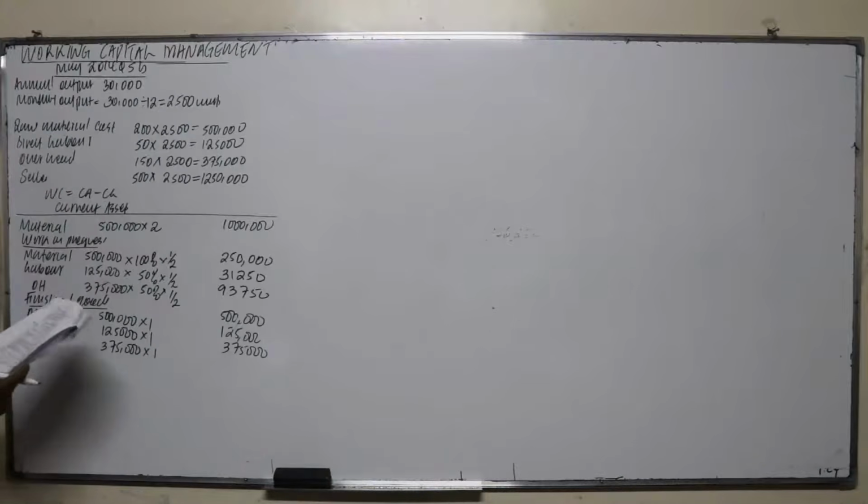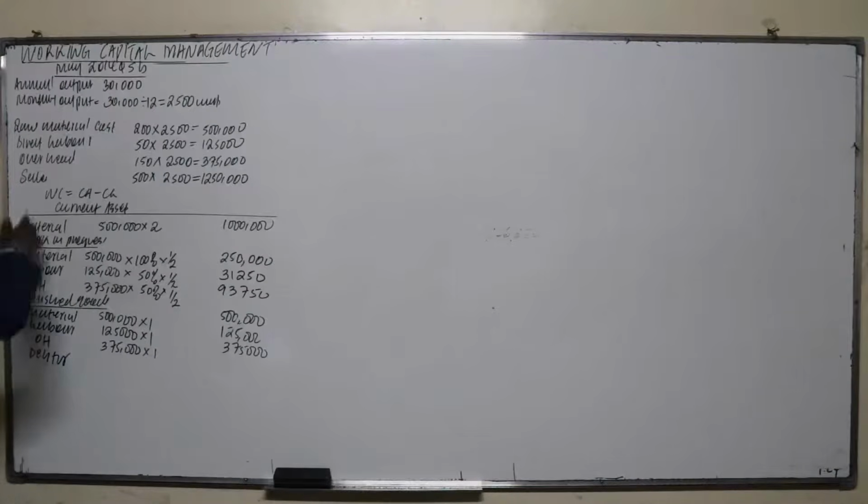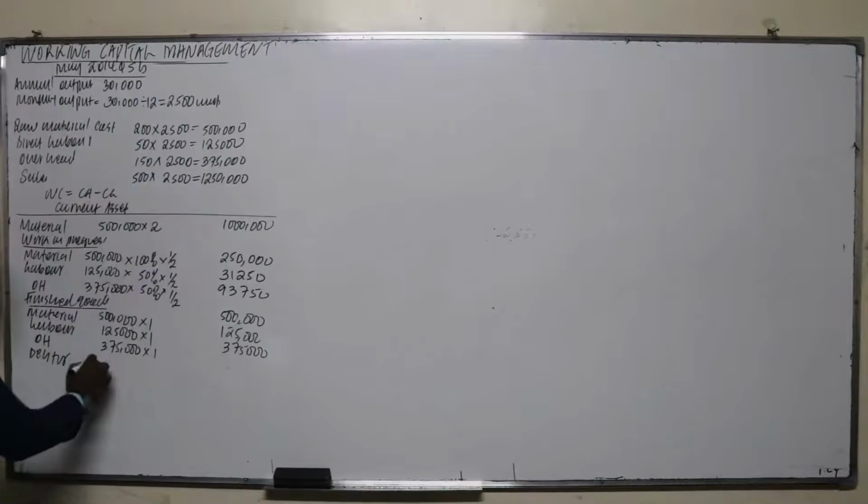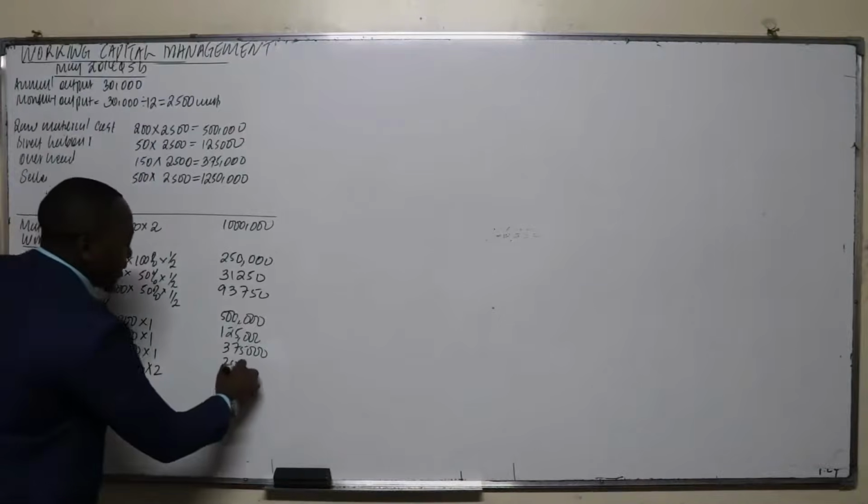Number 5. Credit allowed to debtors is 2 months. So we have debtors. Debtor is a current asset. And what gives rise to debtor is credit sales. And we had the sales. So the sales was an amount of 1250. That's per month. And we are told that credit allowed to debtors is 2 months. So you multiply by 2. You will get 2.5 million.